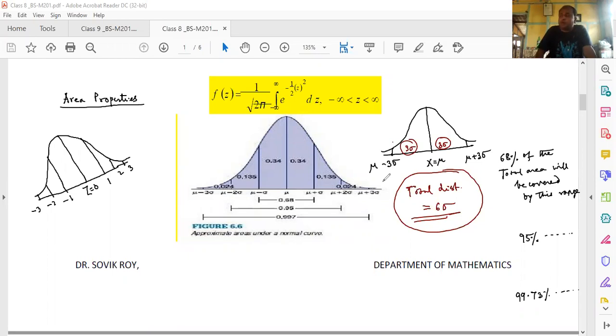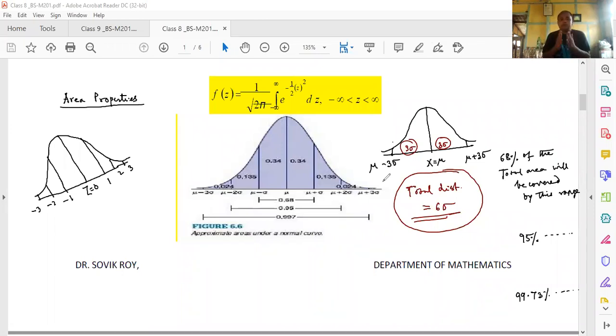Why is it very important? Because it contains the maximum of the total area. If you consider the points minus 3 and plus 3, you can say that 99.73% of the total area is covered by that.